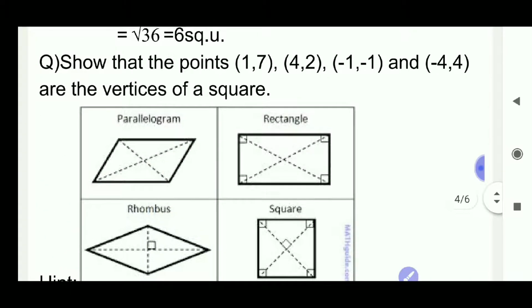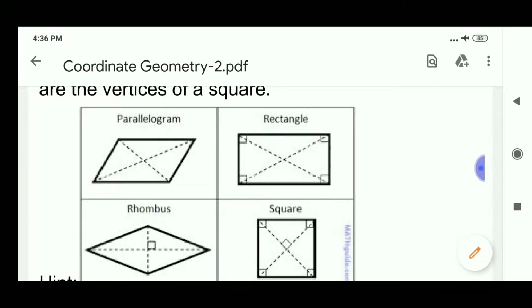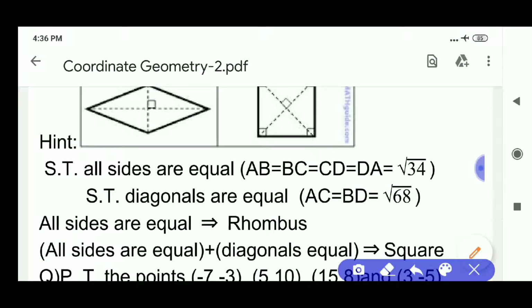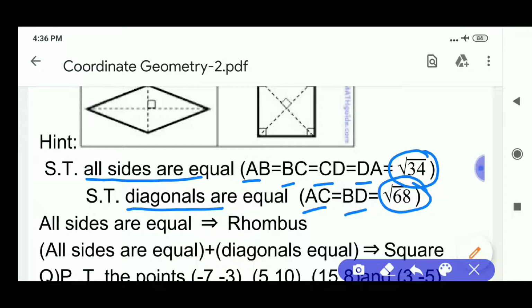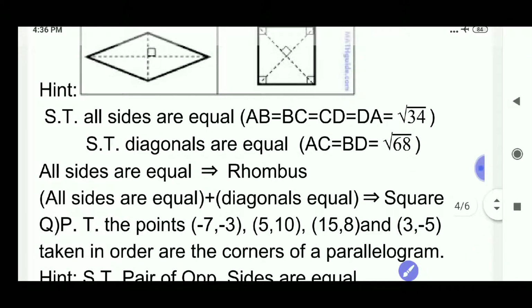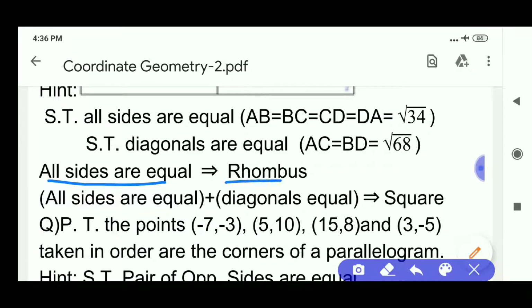Here, in this question, he asked us to prove a square. So, first of all, find AB, BC, CD and DA on your own, and its answer is root 34. So, all sides are equal. Similarly, find diagonals AC and BD. In this question, its answer is root 68. Once again, I am repeating, if all sides are equal, then it is a rhombus. All sides are equal plus diagonals are equal, then only it is a square.